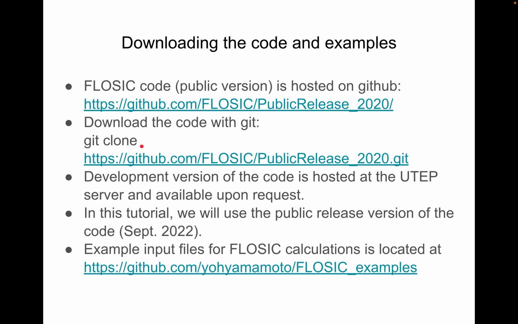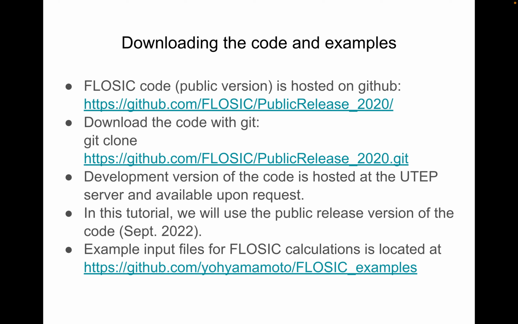There are several versions of the FLOSIC code, and the development version is hosted at the UTEP server and is available upon request. Those versions contain features that may not be suitable for the public release, or simply testing experimental features.